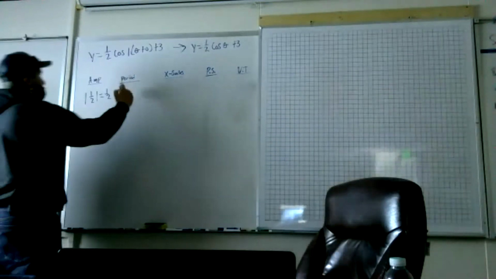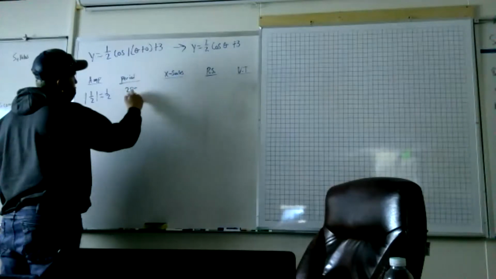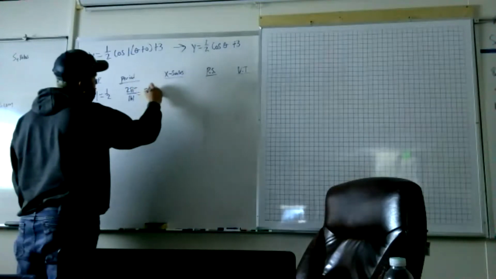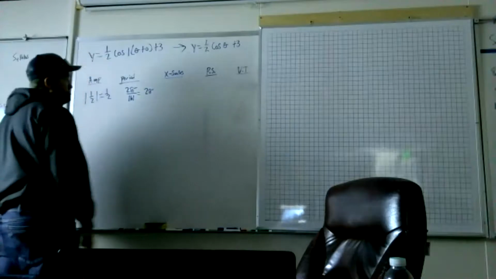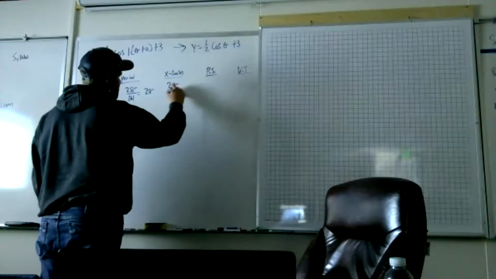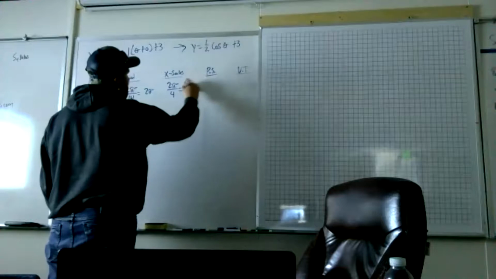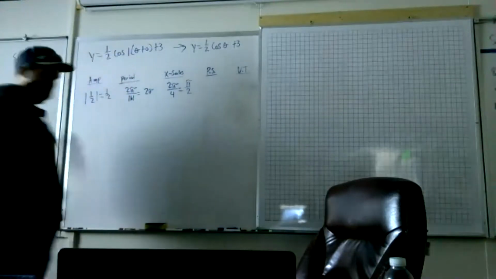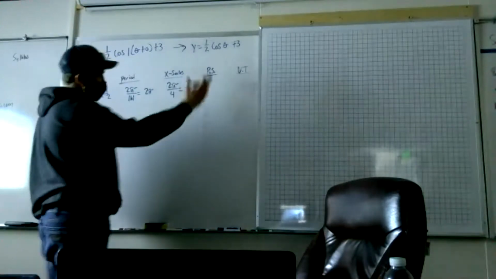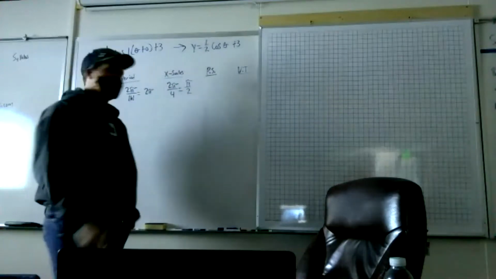But in radians, I'm going to take 2 pi divided by the absolute value of B. B is 1, so my period is still 2 pi. Okay, my x scales, I take the period that I just found, which is 2 pi, and I'm going to divide that by 4 and simplify. That means every pi half, I have a critical point. If you remember, 90 degrees is equal to pi half, so this makes sense. It's still the same thing, you're just doing it in radians.